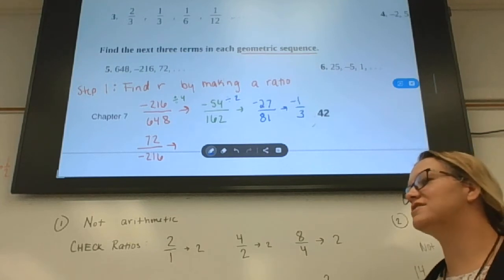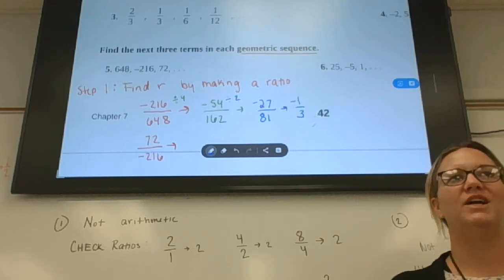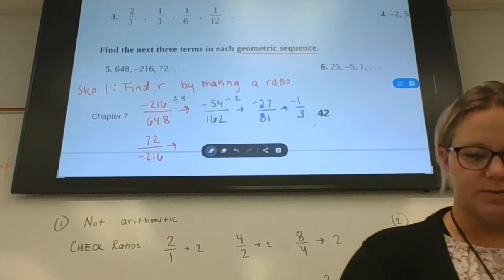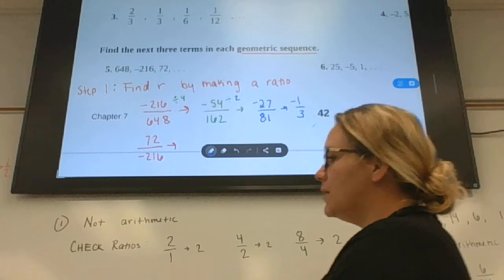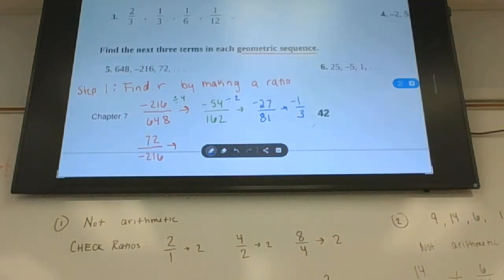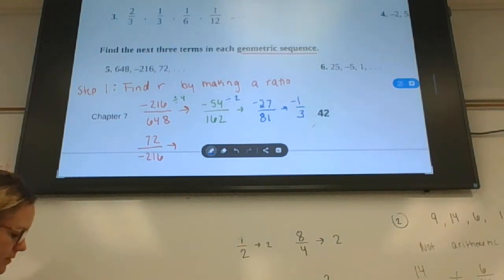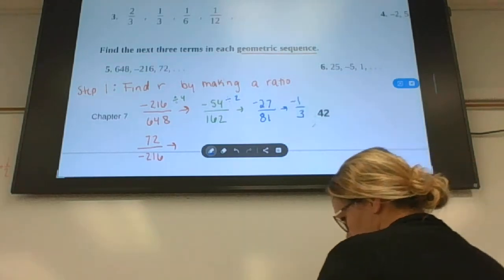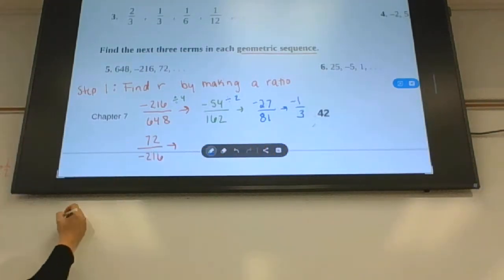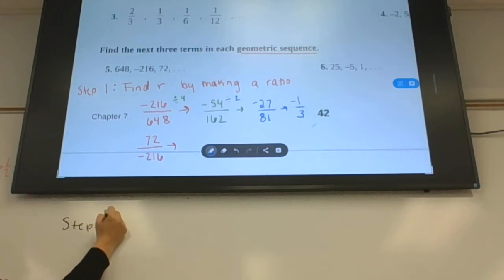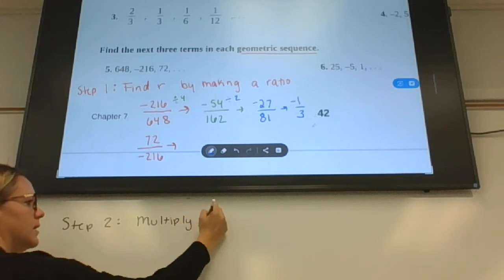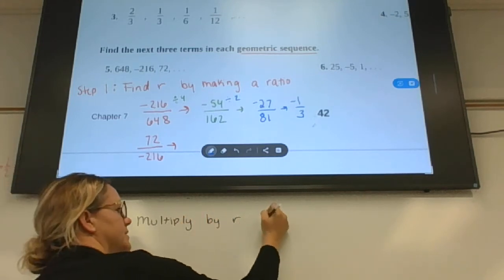Most of your calculators have a fraction button. You put it in there, hit enter, and it reduces it for you. You have my full permission. Okay? Alright, so R is 1/3. So now, to find our next three terms, we're going to multiply by 1/3. So step 1 was find R. Step 2, multiply by R to find the next three terms.